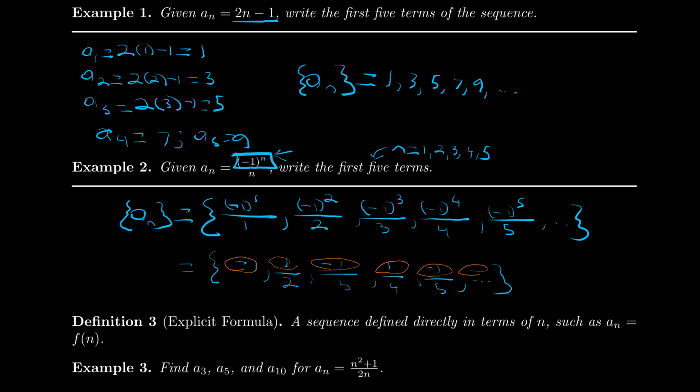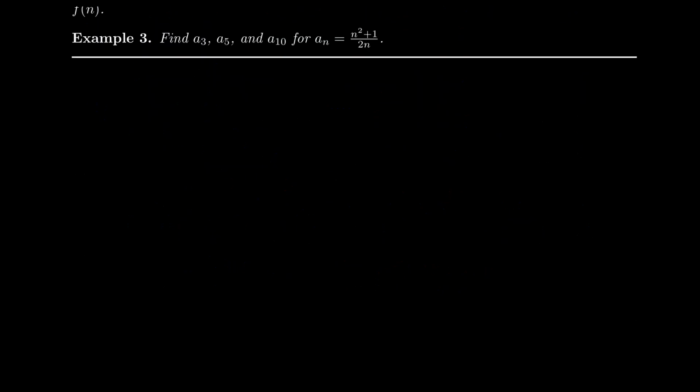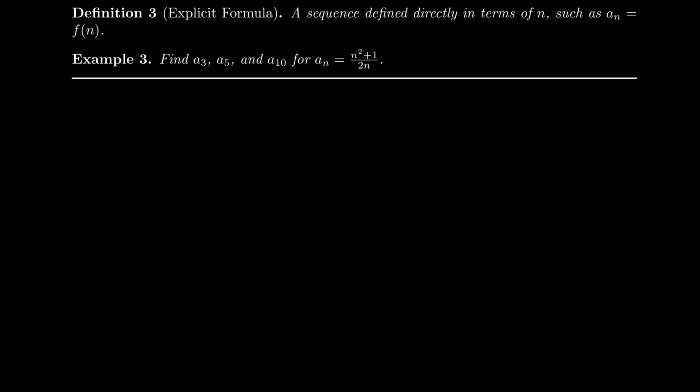Let's move on. A sequence defined directly in terms of n, such as a sub n equals f of n, is called explicit. It's an explicit formula, or you can say that it has a closed form, a closed form formula. Now let's find a3, a5, and a10 for a sub n equals this. We have the sequence in curly braces, n squared plus 1 over 2n. That's just some function, and this function inside is going to work just like it's always worked.